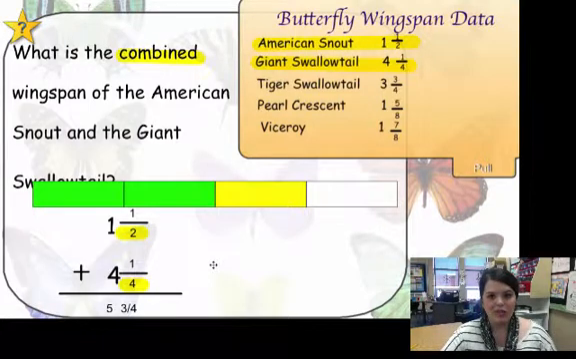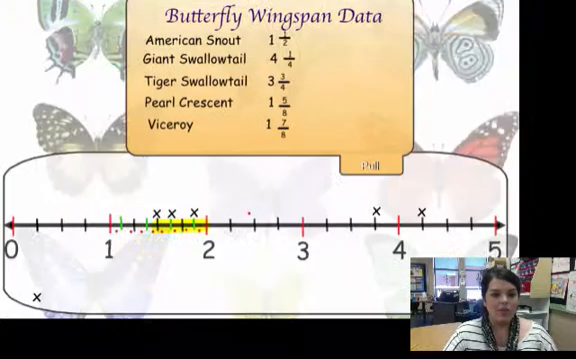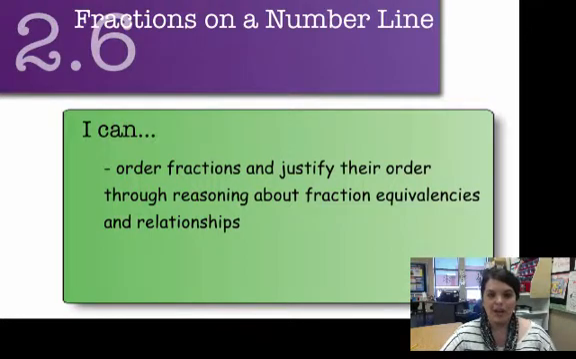I hope that makes some sense to you. This is what we're going to be trying to do tomorrow with some story problems. It's actually workbook page 44B, and we will be working with our butterfly data, adding and subtracting their wingspan data. If you are feeling comfortable with our I can statement at the beginning of our lesson of ordering fractions and justifying where you're going to place them, you are all set for tomorrow.